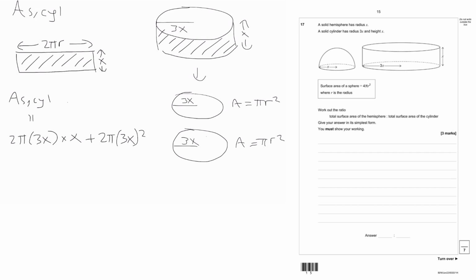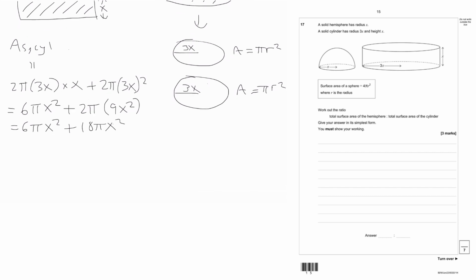So let's simplify this. We're going to have 6 pi x squared plus, no, that's not correct, plus 2 pi times 3x all squared, which is 9x squared. So it's actually 6 pi x squared plus 18 pi x squared. This is equal to 24 pi x squared.